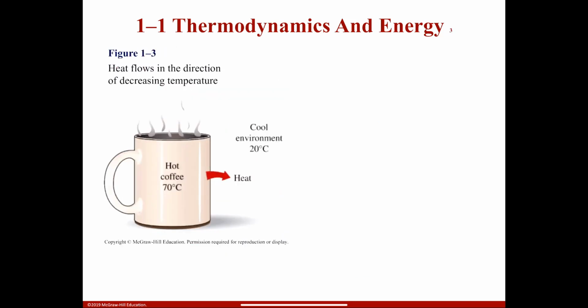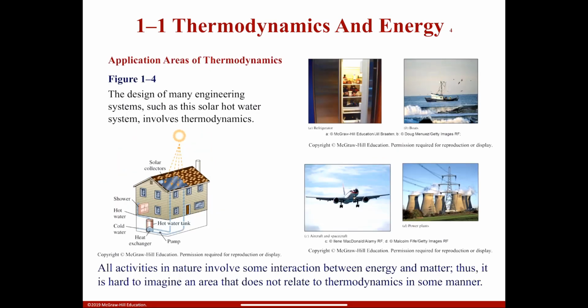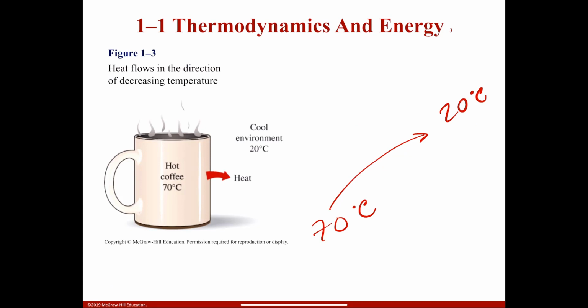So heat flows in the direction of decreasing temperature, okay? It will always go from a high temperature source to a lower temperature source. So like here, the hot coffee is at 70 Celsius, and then it goes all the way to the environment, which is 20 Celsius. After some time, 5 seconds, 60 seconds, something like that, it will reach equilibrium, and therefore they will reach the same temperature, okay? But the heat always flows in that direction, from the higher temperature to the lower temperature, okay?